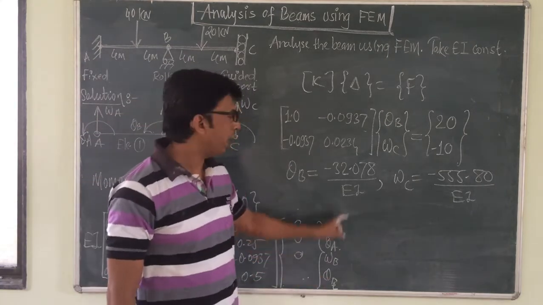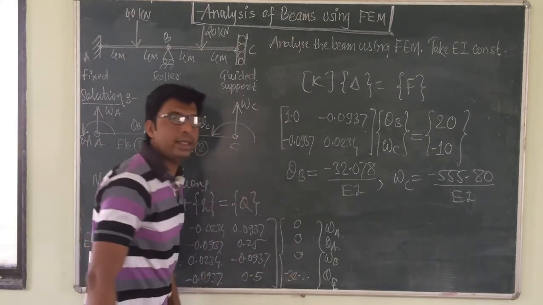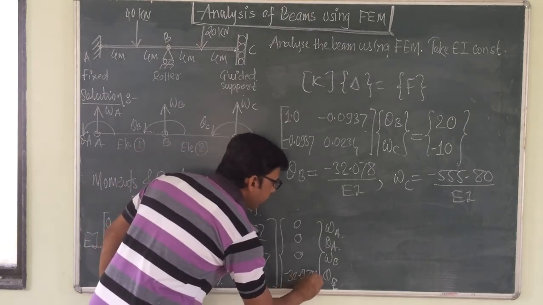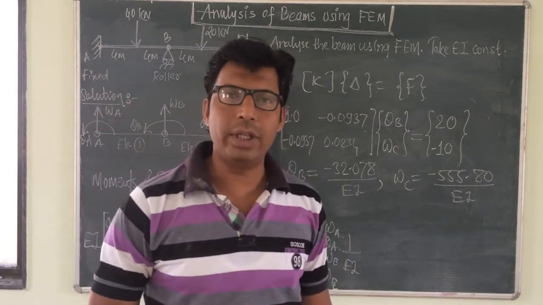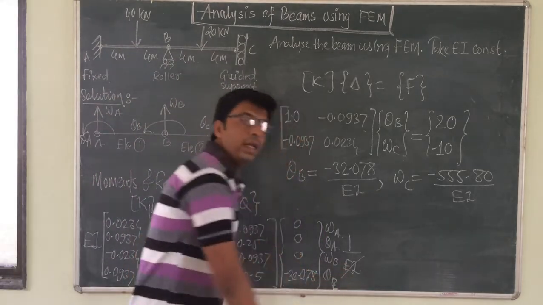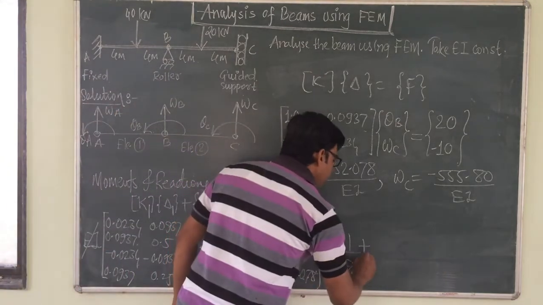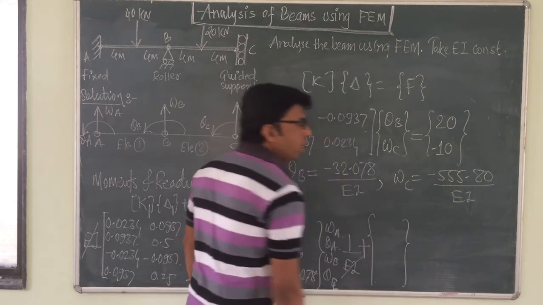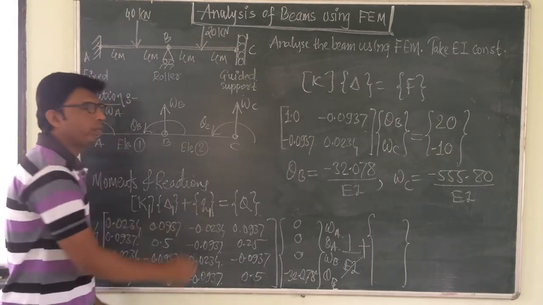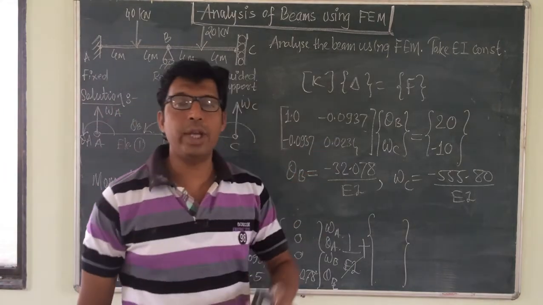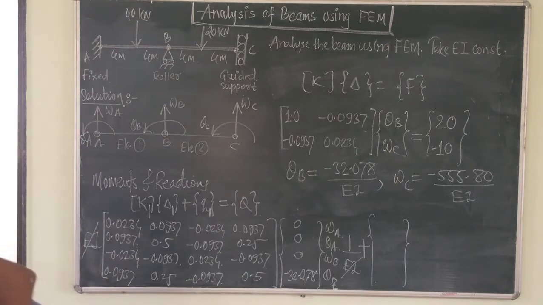Theta B we have calculated here. Theta B is equal to minus 32.078. Take 1 upon EI outside the vector. This EI will get cancelled with this EI. So K1 into delta 1 plus small q1, the element nodal load vector for element number 1. Small q1 we have written in step number 3, that is the element nodal load vector. From that, write down small q1.